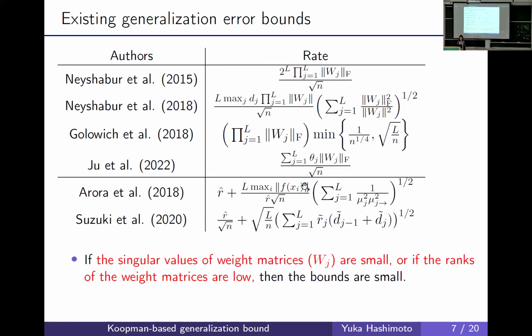And also we have another type of neural networks generalization bounds. And here Rj tilde is the rank of the weight matrix. So this type of bound means if the rank of the weight matrix is small, then the bound becomes small. The generalization error becomes small. So in summary, if the singular values of the weight matrices are small or the ranks of the weight matrices are low, then the bounds are small for existing bounds.